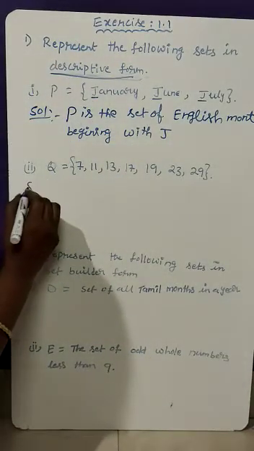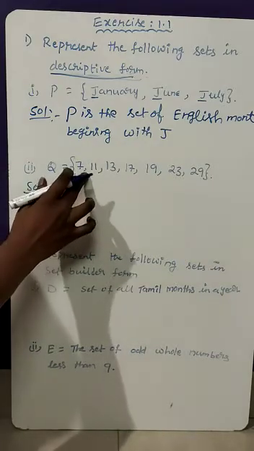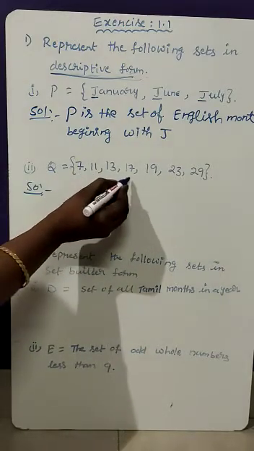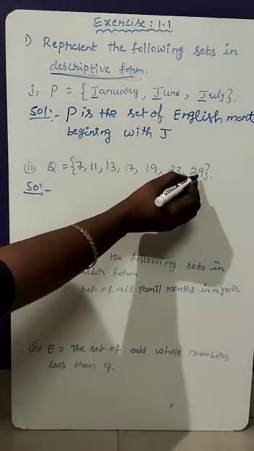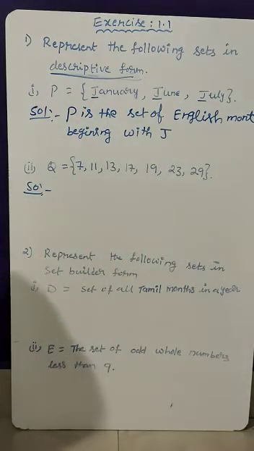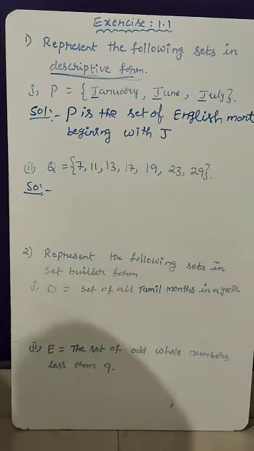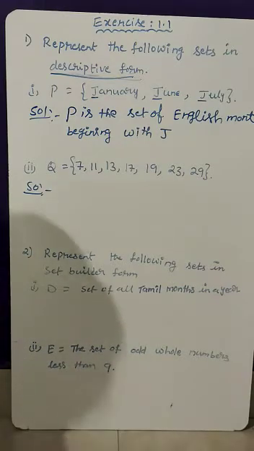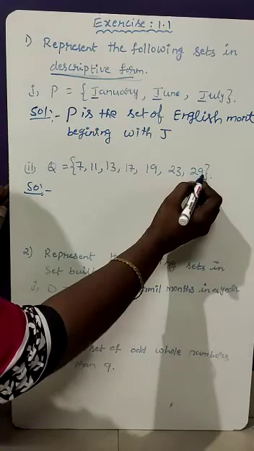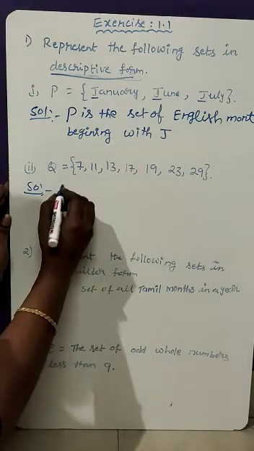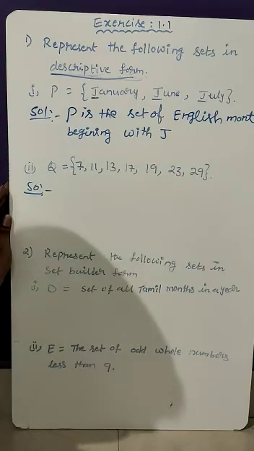And then the second question. Q is equal to 7, 11, 13, 17, 19, 23, and 29. So what are these numbers? Just recognize them: 7, 11, 13, 17, 19 and so on. They are all prime numbers. So Q is the set of all prime numbers between 5 and 30. 30 or 31.